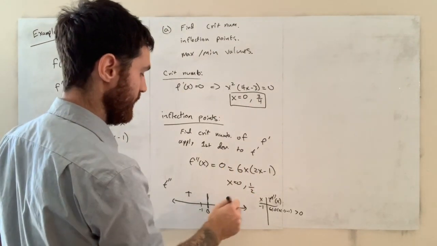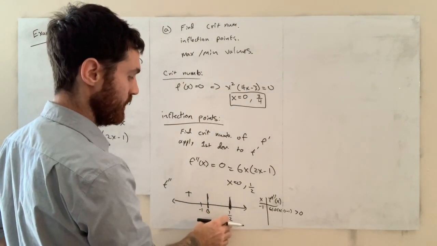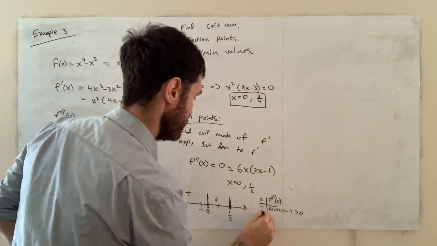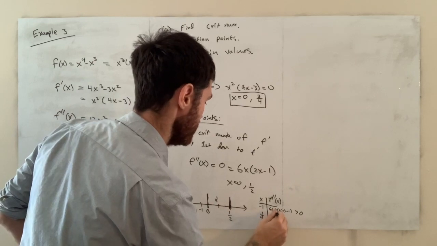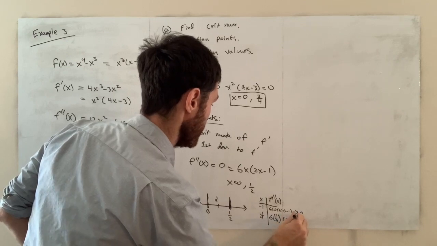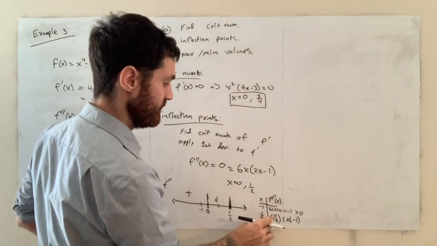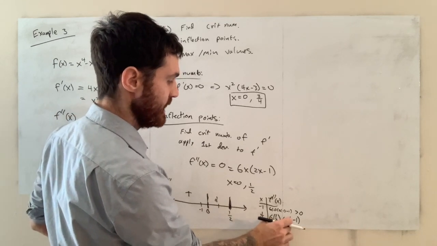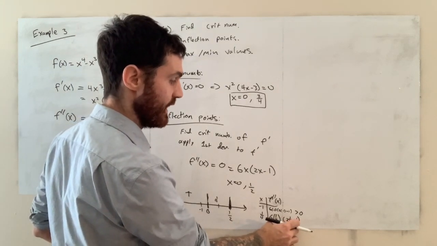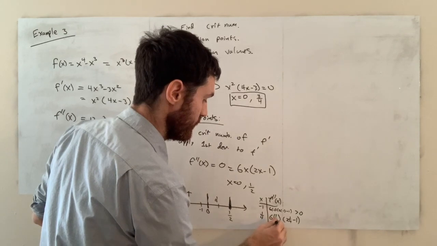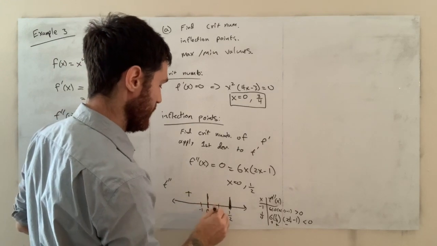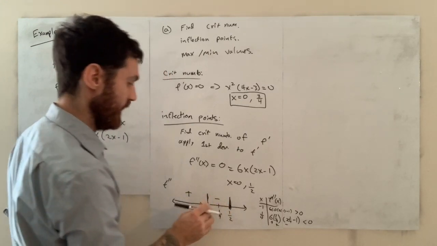And then if I choose a value between 0 and 1/2, maybe like 1/4, plug 1/4 in, you're going to get 6 times 1/4 times 2 times 1/4 minus 1. This is going to be a positive times a positive, but if I take 1/4 of 2, that's going to give me 1/2 minus 1, which is negative. So this is positive, positive, negative, that's going to be less than 0. So I know in this range, you're going to go negative.